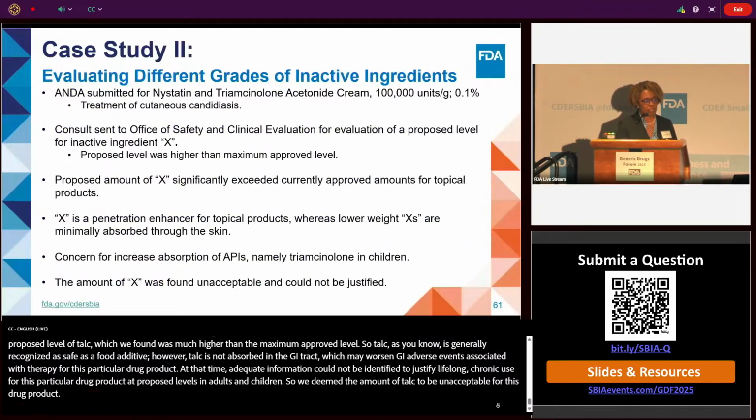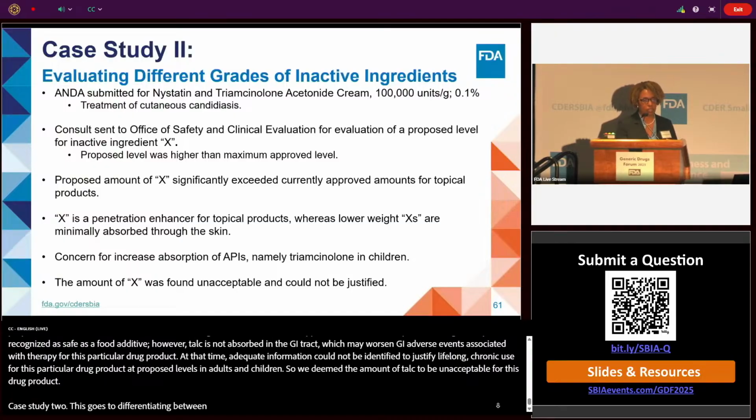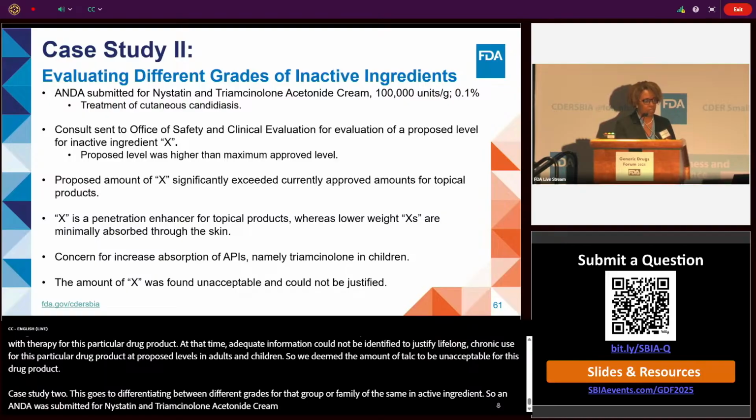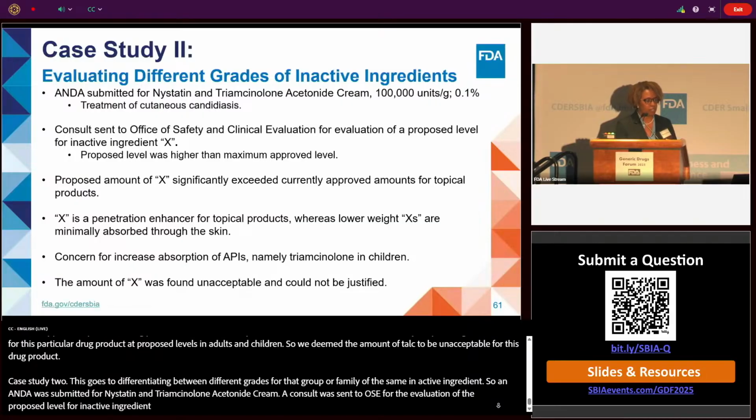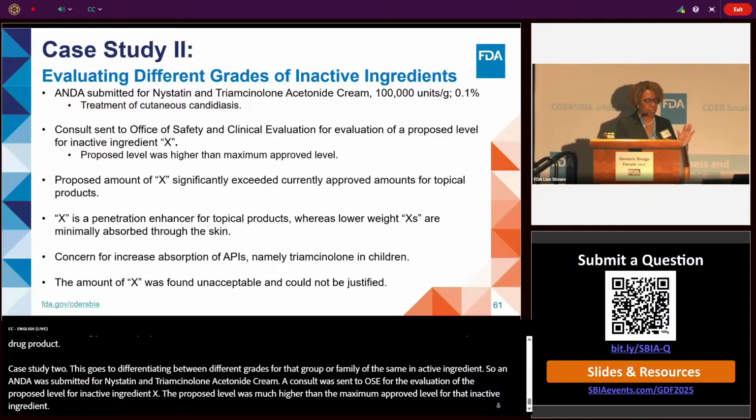Case study 2. This goes to differentiating between different grades for that group or family of the same inactive ingredient. So an ANDA was submitted for nystatin and triamcinolone acetonide cream. A consult was sent to OSCE for the evaluation of a proposed level for an inactive ingredient X. The proposed level was much higher than the maximum approved levels for that inactive ingredient. And this related to the topical products for this inactive ingredient.